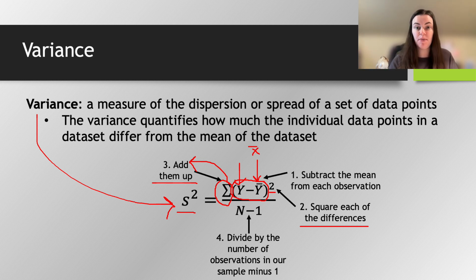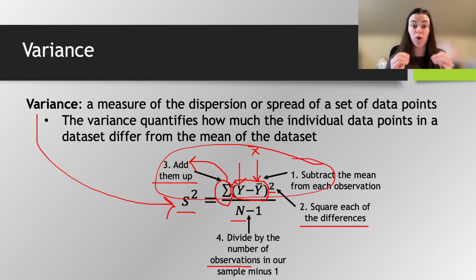Once we've completed step 3, we are then going to divide our entire numerator, so this entire section up here, by our overall observations. So we're bringing back our language about capital N, which again just shows us the total number of observations within our data set, and we subtract that by 1.